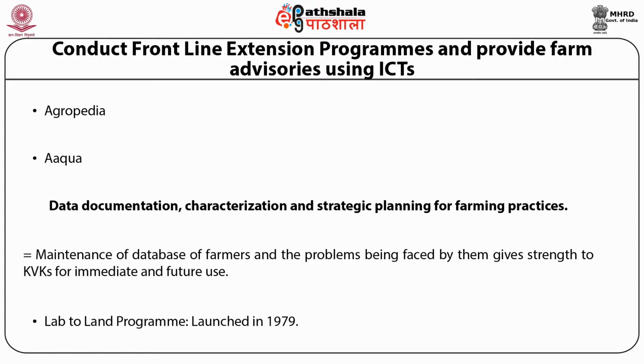The next program under frontline extension was the Lab to Land program, launched in 1979. Initiated as a part of the Golden Jubilee celebrations of the Indian Council of Agricultural Research, the feedback of developmental initiatives so far revealed that small and marginal farmers, landless laborers, and farmers belonging to the scheduled castes and scheduled tribes were not benefited much. Hence, the Lab to Land program was launched with a special emphasis on the weaker sections of the society. Technologies were developed and transferred keeping in view the weaker sections of the society.